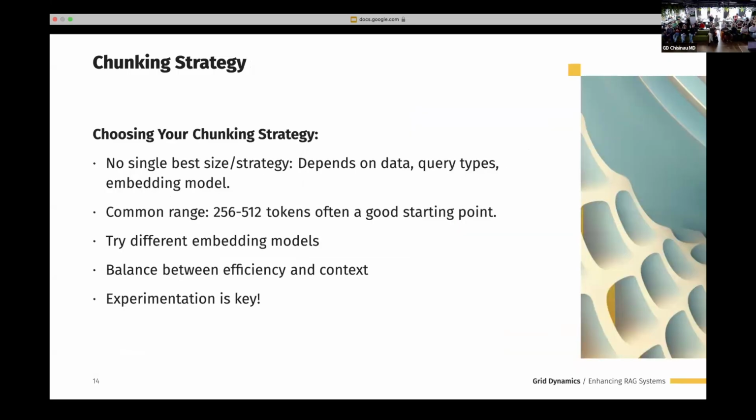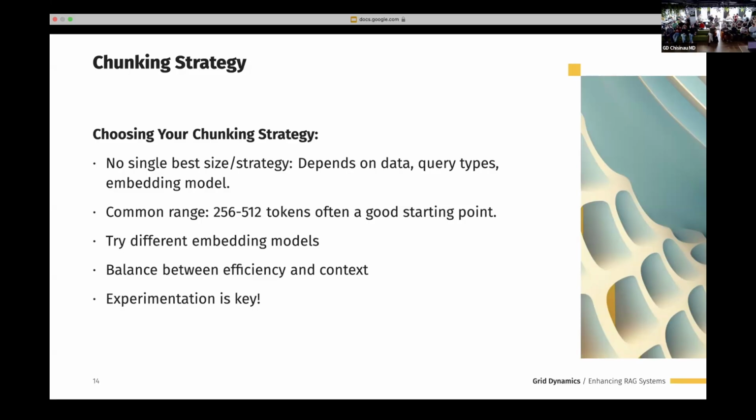And how do you choose the right document chunking strategy? There is no best strategy or best size. It depends on your query, data type, and embedding model. The common range is between 256 and 512 tokens, because this is the input size of the embedding model, but it differs between embedding models. So try different embedding models because they have different understanding of words, balance between efficiency and context, and just experiment, try different methods, because there is no single right strategy.